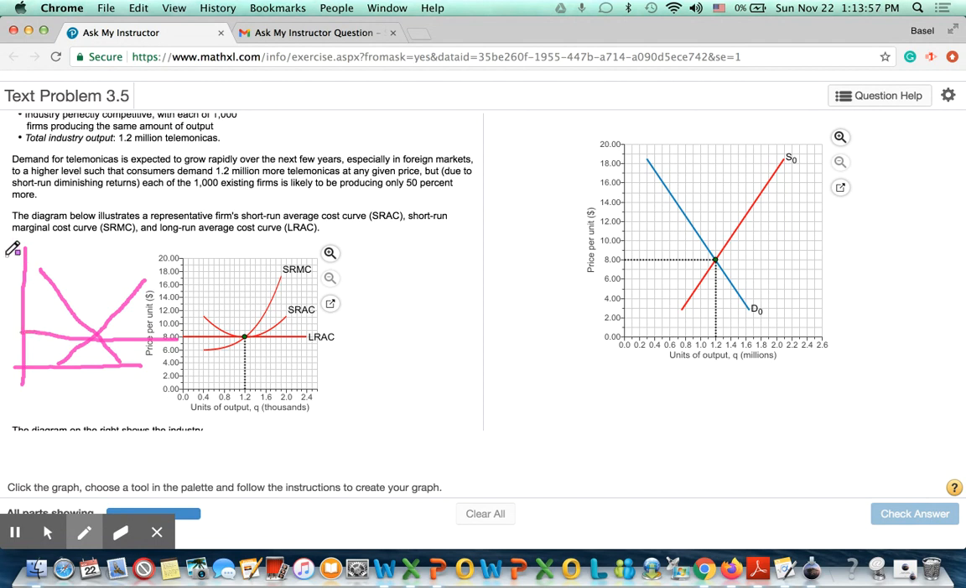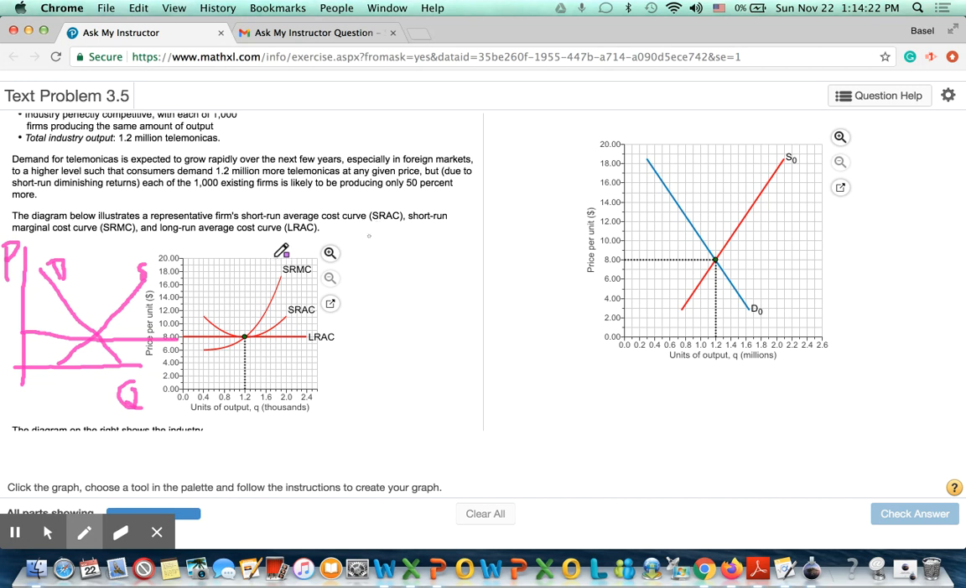So again, label your curve, price on the vertical axis, quantity on the horizontal axis. So this price is 8. And this is the supply curve. And right here, you have the demand curve. Now, let's read the question carefully.